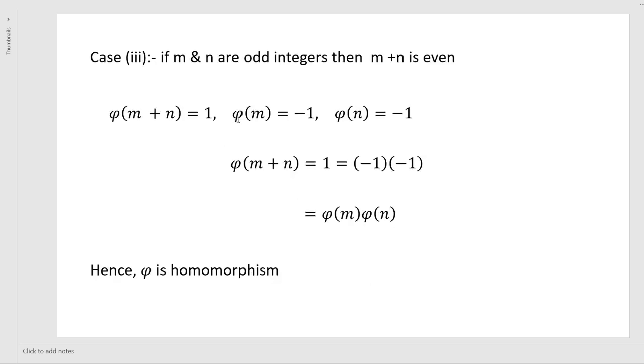Third one, both are odd, then m plus n is even. The addition of two odd numbers, say 7 plus 3, is 10, which is an even number. So m plus n is an even number. Phi of m plus n is equal to 1, since it is even. Phi of m is minus 1, phi of n is minus 1. Phi of m plus n is equal to 1, and that is equal to minus 1 into minus 1, and this can be written as phi of m into phi of n. So in every case of m and n, phi is a homomorphism. Therefore, phi is a homomorphism.